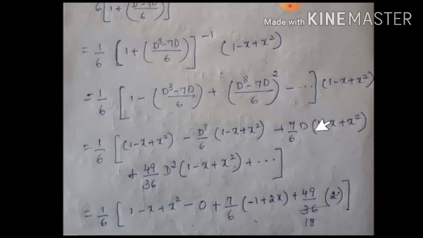Derivative of 1 is 0. Derivative of minus x is minus 1. And derivative of x square is 2x. Plus 49 by 36. D square means you have to differentiate 2 times. Already one time the derivative of this bracket answer is available here, yes or no?